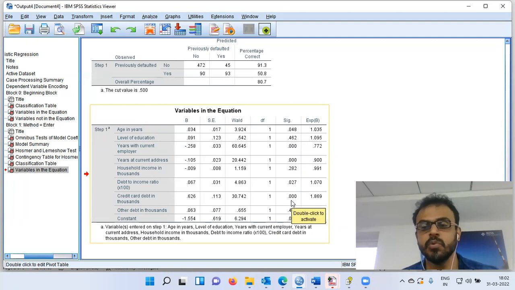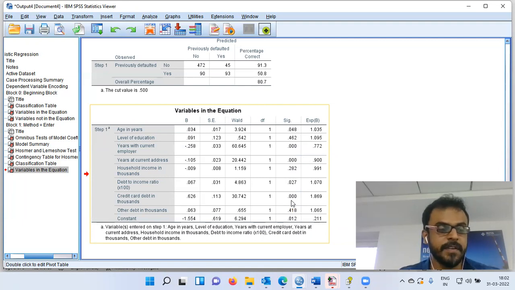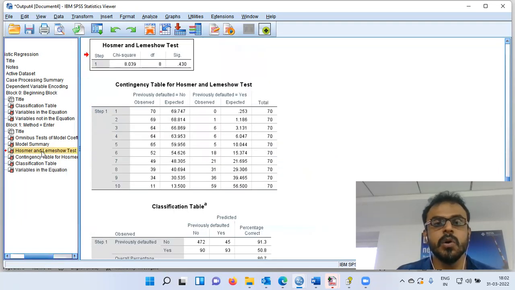So very simple thumb rule. If the p-value is less than 0.05, it means that the parameter is useful to the model. If the p-value is greater than 0.05, it means that the parameter is not useful to the model. So this is how we can interpret the Hosmer Lemeshow Goodness of Fit measure.